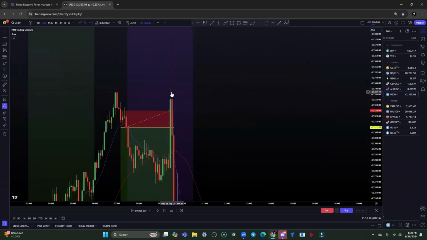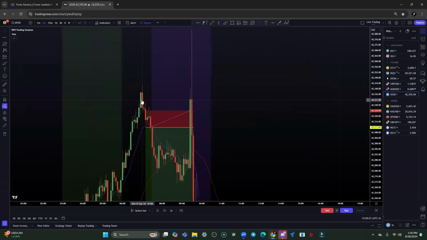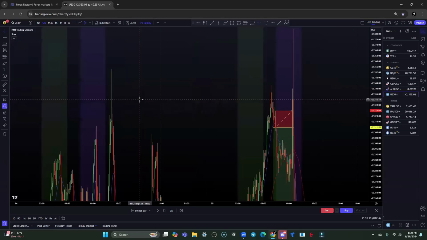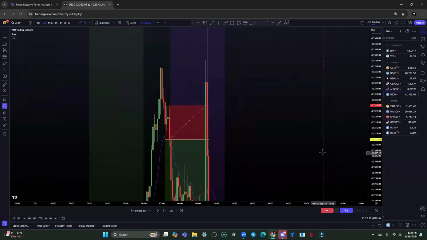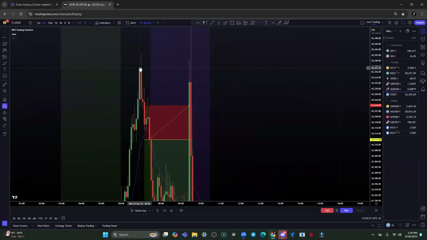That red candle to the left, that red candle almost looked like a liquidity grab because it wicked and then the red candle came back down. Oh, okay, yeah, I get what you're saying. So this will be considered grabbing liquidity right here. That's what you're saying.